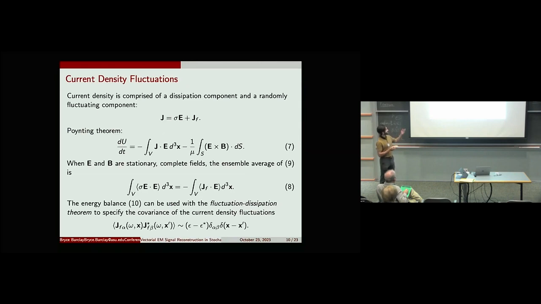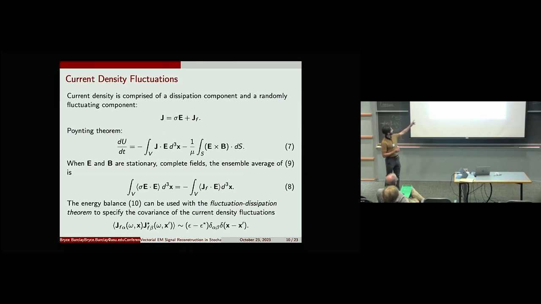So equation seven is the Poynting theorem, and under some assumptions here of stationarity and our electric and magnetic fields being compactly supported, we actually have the first and last terms of equation 7 are 0, the last term because it's a compact field, so it's 0 outside of some region, and the first term because the fields are stationary.